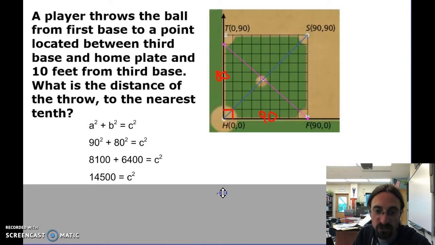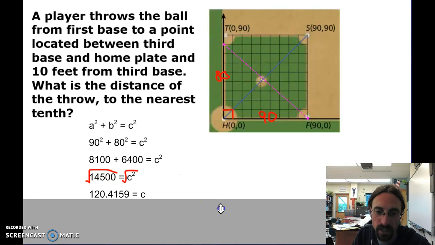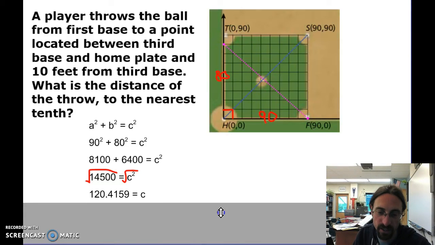Now, how do we solve that? Of course, you're jumping out of your seat saying, Mr. Rising, you just take the square root of both sides. Of course you do. That's exactly what you do. And you get 120.4159, and it goes on and goes on.